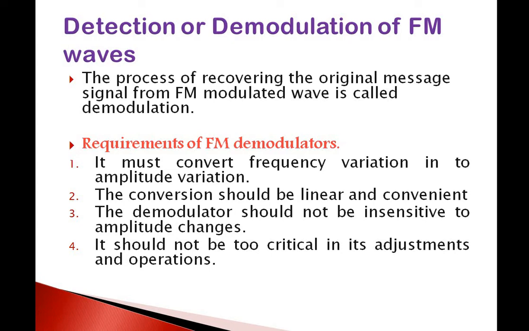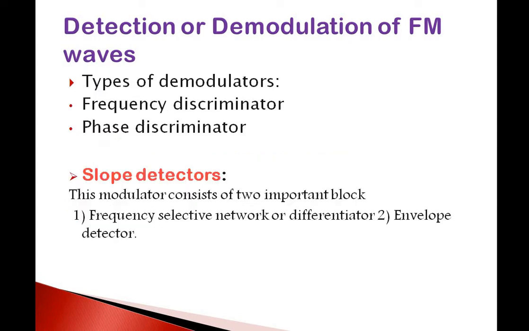What is a demodulator? The device which extracts your message signal is nothing but your demodulator or a detector. The detection or demodulation of frequency modulated waves will be of two types. The types of demodulators are frequency discriminators and phase discriminators. But the examiner never asks what is a frequency discriminator or phase discriminator. Either you will be asked the inner parts, that is, you have two types: first frequency discriminator and phase discriminator.